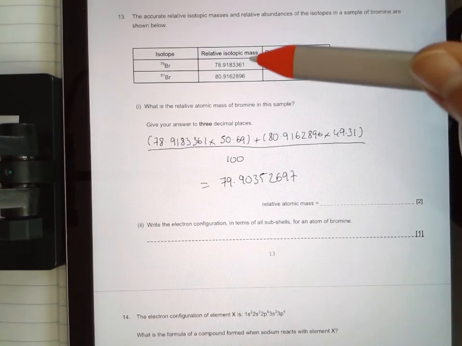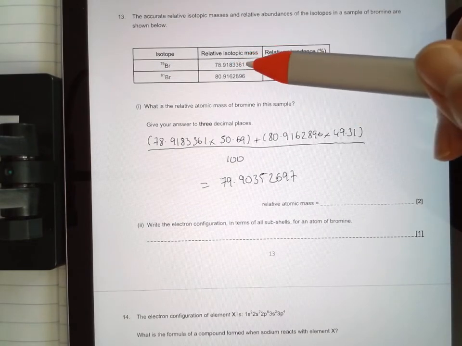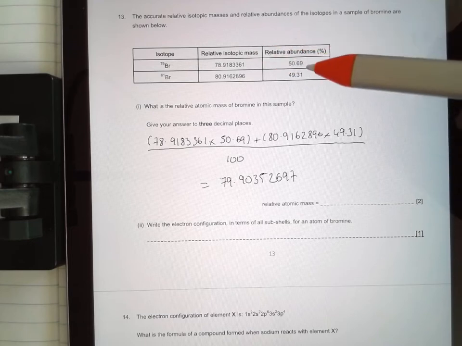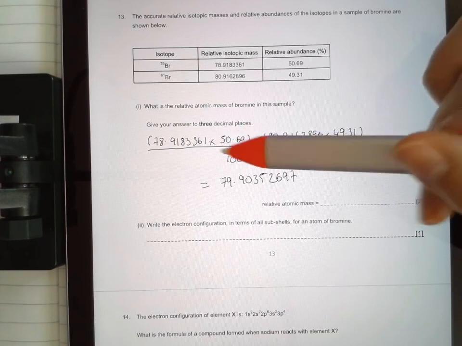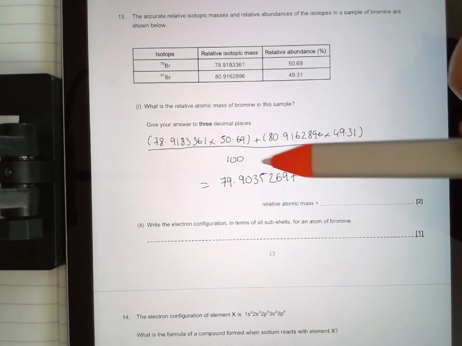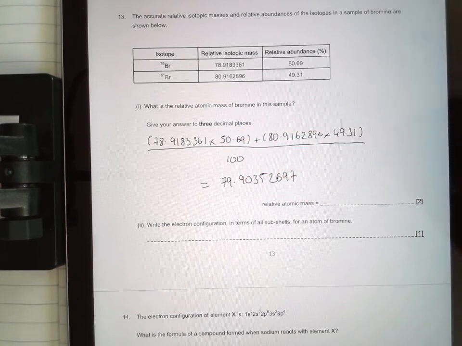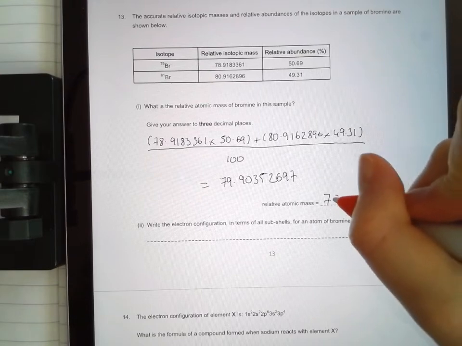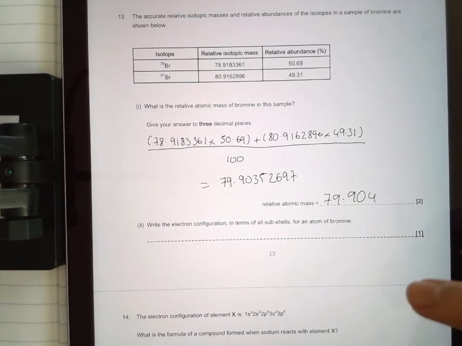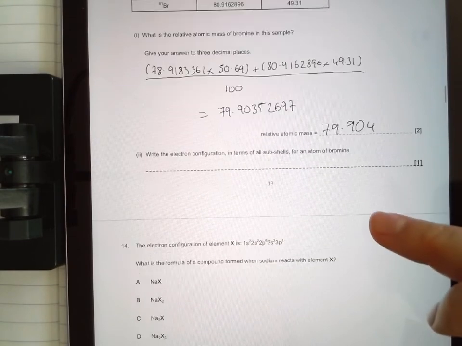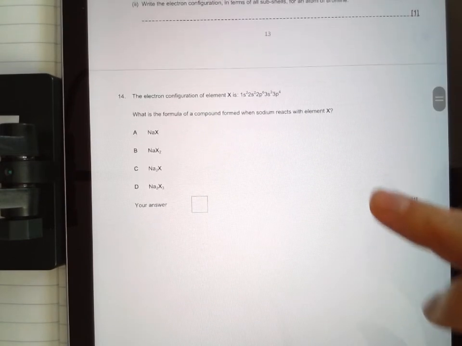The important thing here is that you're not rounding. Use the full mass that they've given you. You multiply the mass by the percentage, then you add that to the mass multiplied by the percentage. You divide it all by 100. You get this as your answer. You're asked for it to 3 decimal places. So to round this to 3 decimal places, it's 79.904. That 5 will turn the 3 into a 4. Already done the electron configuration of bromine, so I won't do it again.